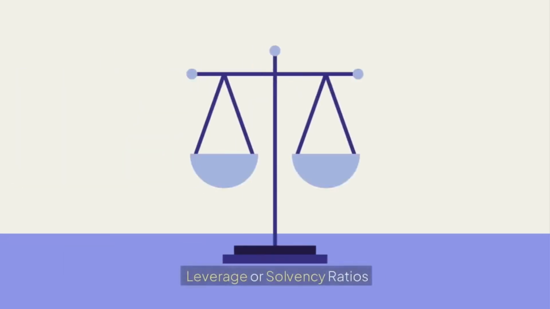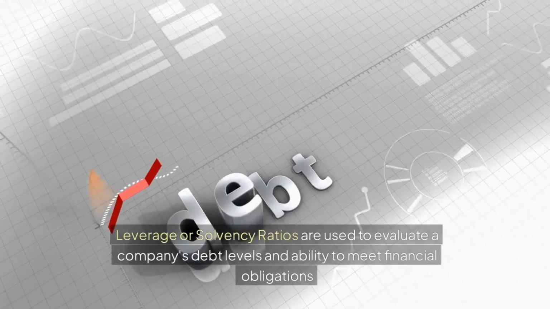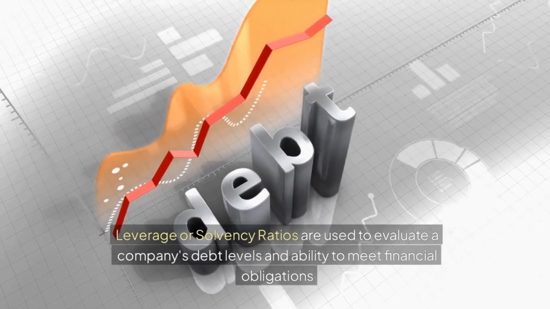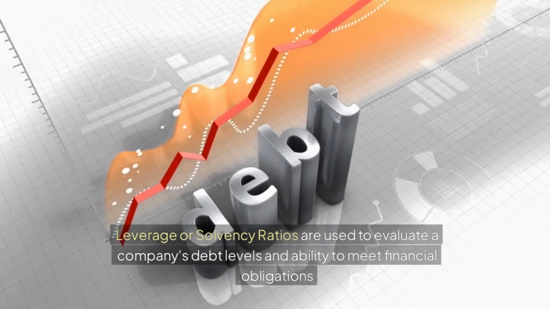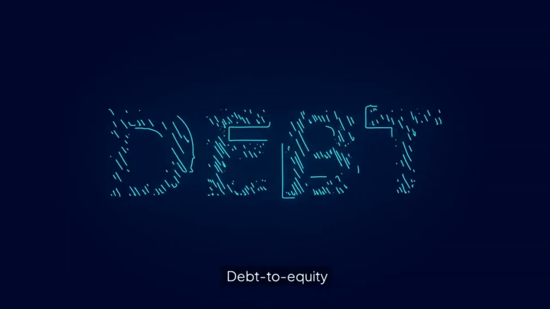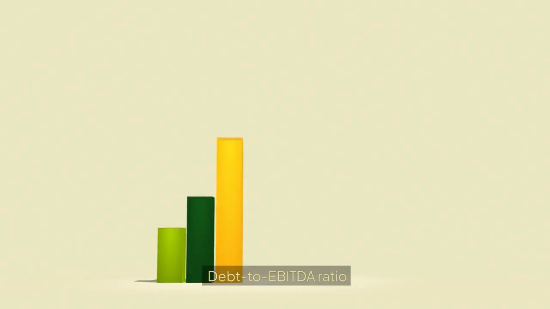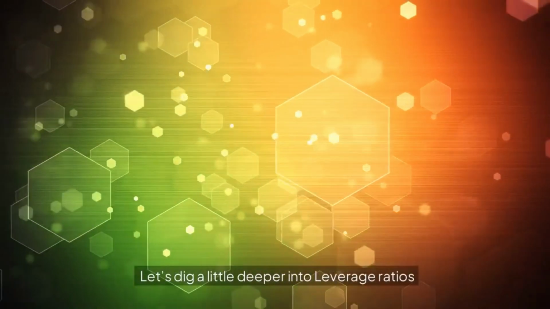Third type of ratios is leverage or solvency ratios. Leverage ratios are used to evaluate a company's debt levels and ability to meet its financial obligations. Some key leverage ratios include debt to equity, interest coverage, and debt to EBITDA ratio. Let's dig a little deeper into the leverage ratios.